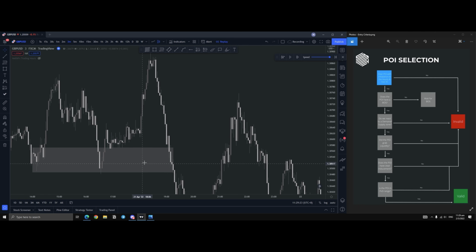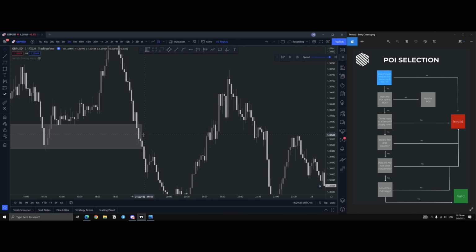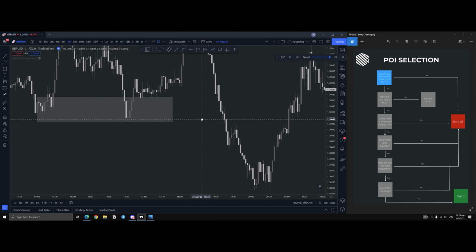There we go. This is what I was looking at. Now, what does a reaction look like? A reaction is simple. When you have a zone like this, you want to see price, a candle, tap in and sort of wick back up. So you see how it wicks back up? It wicks back up, wicks up, wicks up.